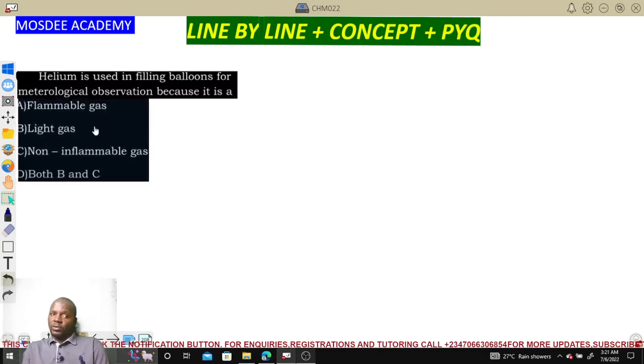Some helium is also used to separate some radioactive substances. Maybe for now, I won't talk about it, just focusing on what is needed. So B and C is correct for this one.